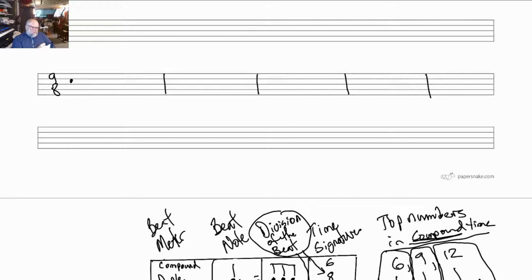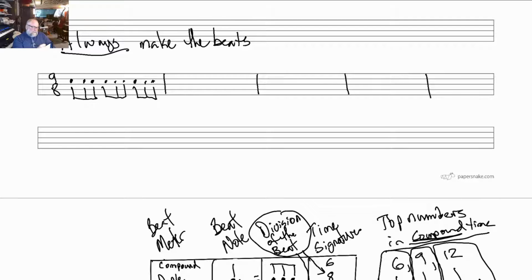And each one of those pulses will contain 3 eighth notes. Now notice the way I'm writing this. We'll come back to this again next week. But we may as well get into it right now because it's coming. We want our beats to be clearly seen. Always make the beats easily seen. And how am I doing that? Well, I'm doing it through my choice of beaming. Notice that I'm beaming each beat individually.